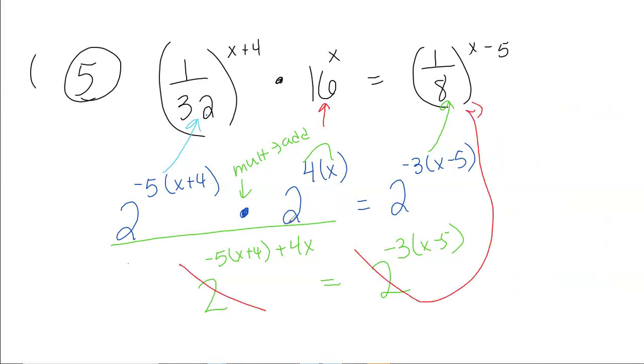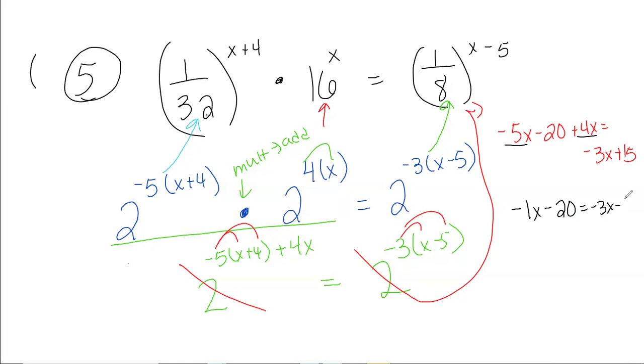I'm going to come up here to solve. Distributing. That's -5x minus 20 plus 4x equals, distribute, negative 3x plus 15. Combining like terms, negative 5 plus 4, so that's just negative 1x, or just negative x, minus 20 equals negative 3x plus 15. Solving, I'm going to add 3x, which is 2x. I'm going to add 20, which is 35.